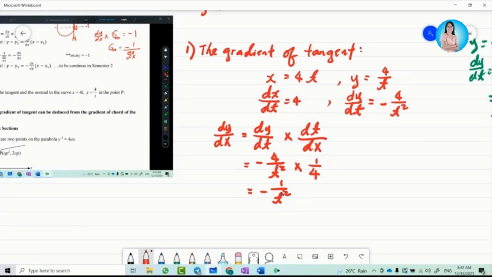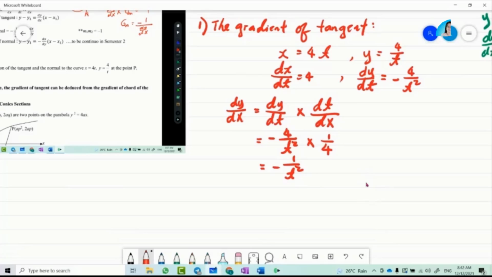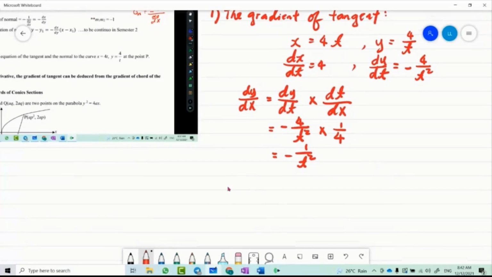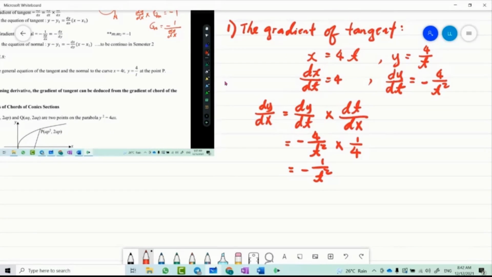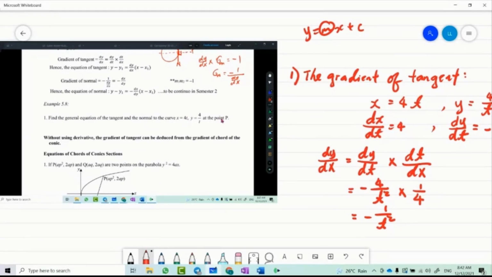So this question, they never mention anything. So you leave the gradient of the tangent like that. Because the question asks for equation sahaja. Okay, so now we want to find the equation. Okay, so to find the equation, you need a point, is it not? You need a point. So they give what point? They give the point P. Tapi dia tak bagi coordinate. And just now I already told you, the coordinate mengikut dia punya parameter.